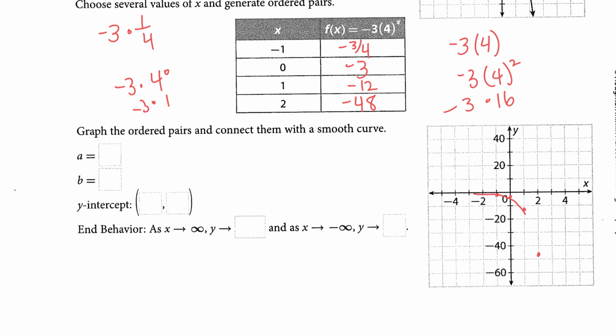Then with a curve. A is -3, B is 4, the y-intercept would be (0, -3). As x approaches infinity, moving to the right, y approaches -infinity. As x approaches -infinity, y approaches 0.